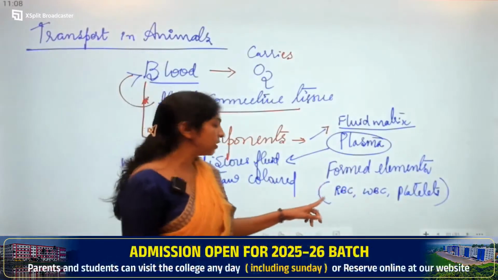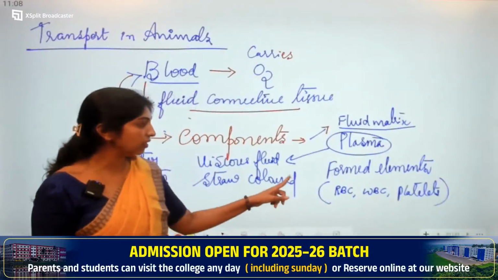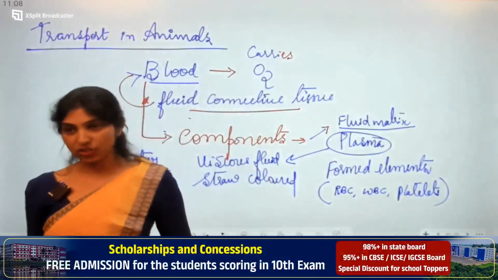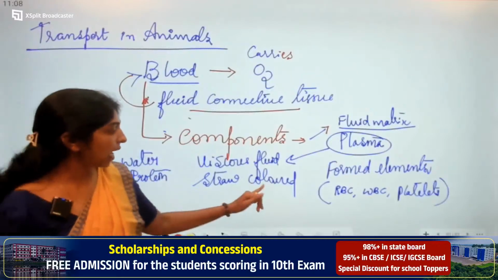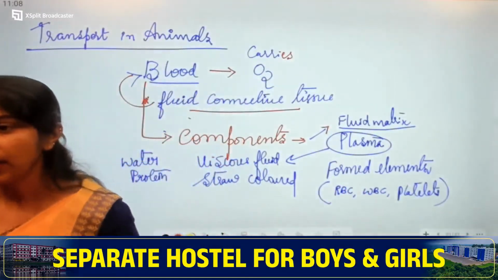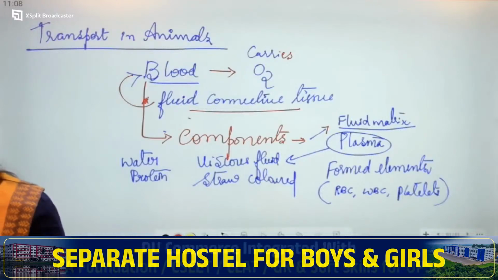Which are the formed elements? They are RBC, WBC and platelets. Now, you know RBC, WBC and platelets.